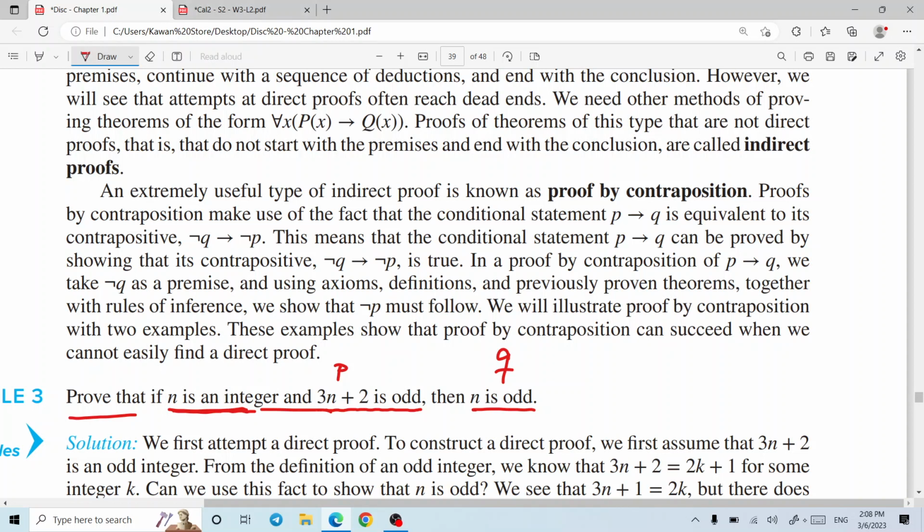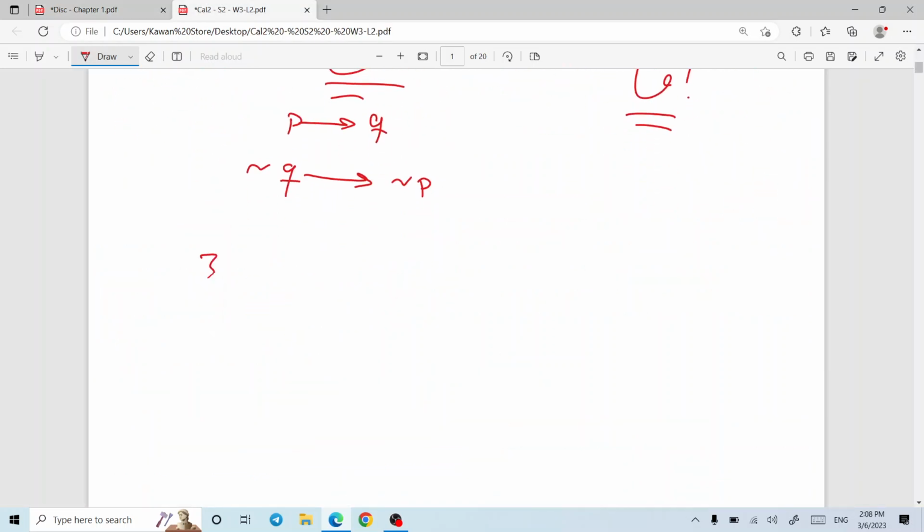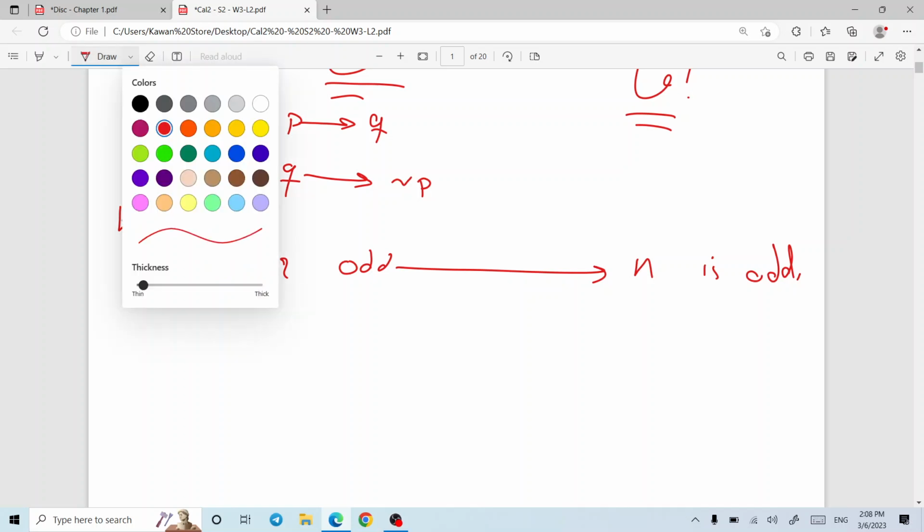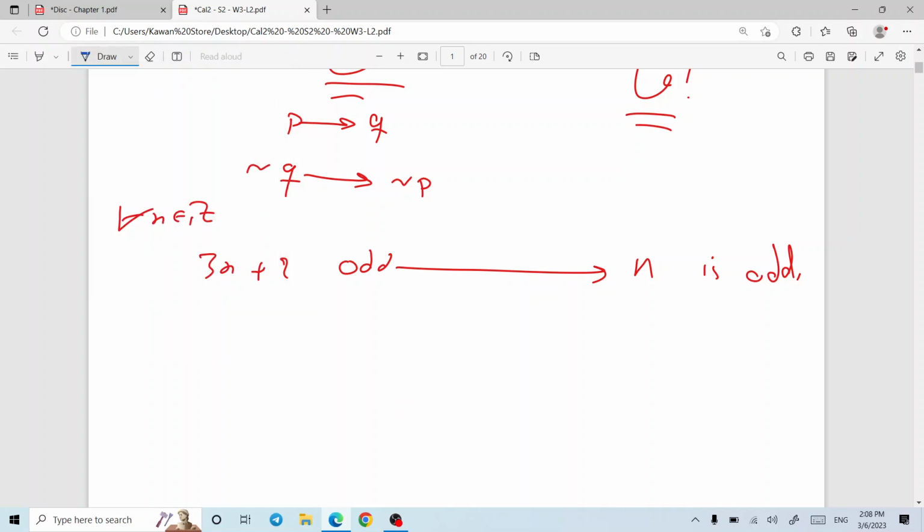So now we have 3n plus 2, for all n in the integers. 3n plus 2 is odd; show that n is odd. That's the question. You can try the direct method at home. You will not get good results, or maybe you will be tired before you get the result. So that's why we are going to use contrapositive.